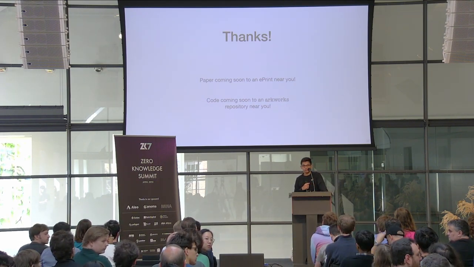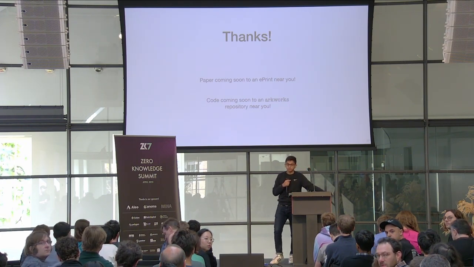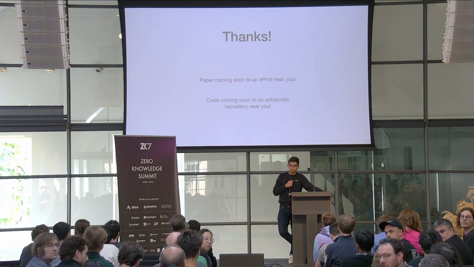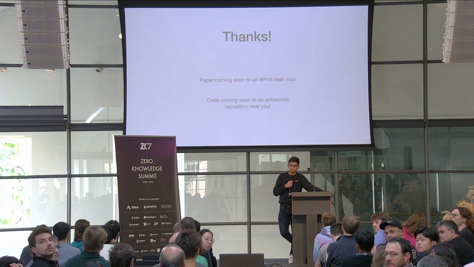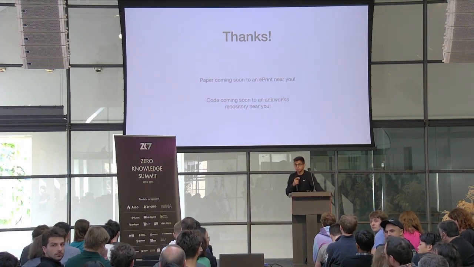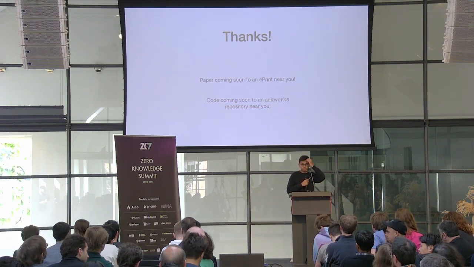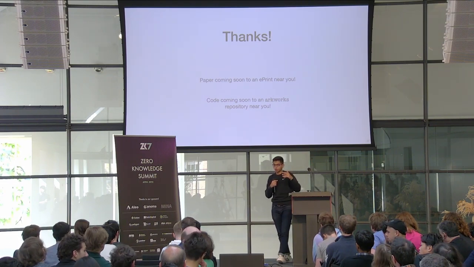So KZG polynomial commitment seems to be quite MPC friendly, right? What if you use something that utilizes stuff from FRI, like a FRI-based polynomial commitment? Yeah, there's a couple of things you can do there. The problem with FRI is that it's all hashes, right? So there's no additive homomorphism that you can leverage.